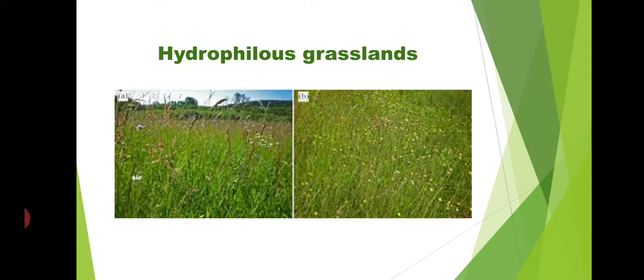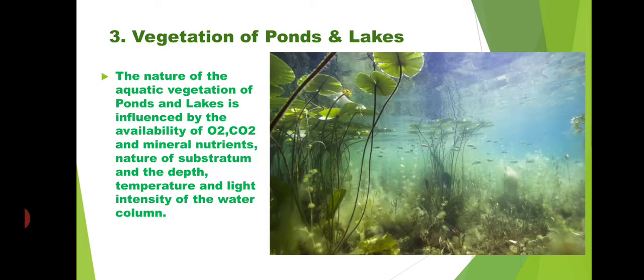And these are the three types of grasslands: xerophilous, mesophilous and hydrophilous grasslands. Then the third one, that is vegetation of ponds and lakes. The nature of the aquatic vegetation of ponds and lakes is influenced by the availability of oxygen, carbon dioxide and mineral nutrients, the nature of substratum and the depth of the pond or lake, then temperature and light intensity of the water column.